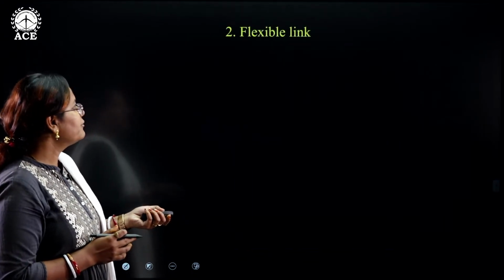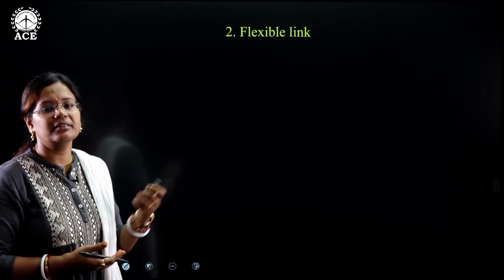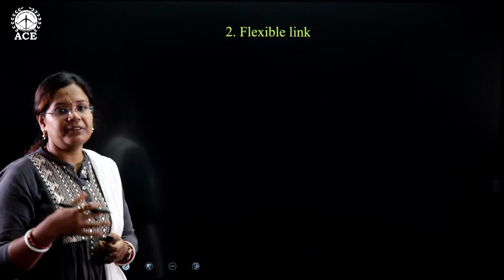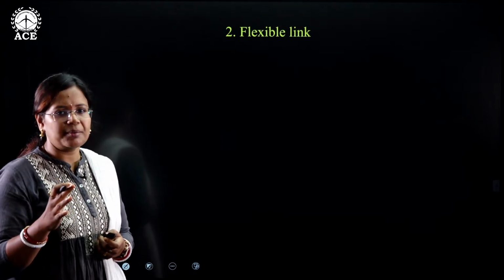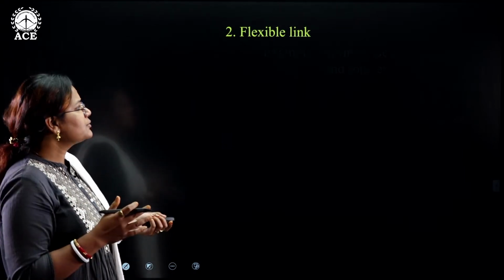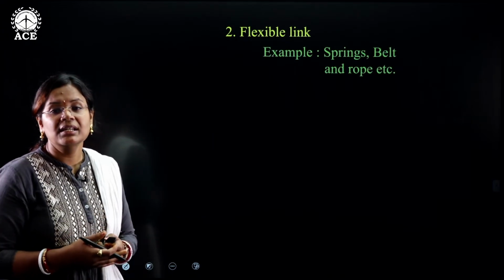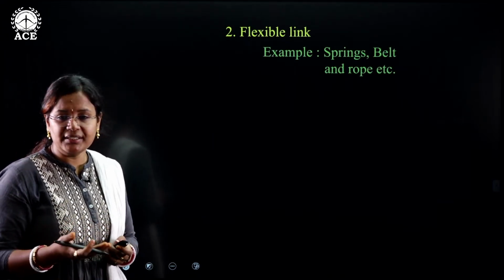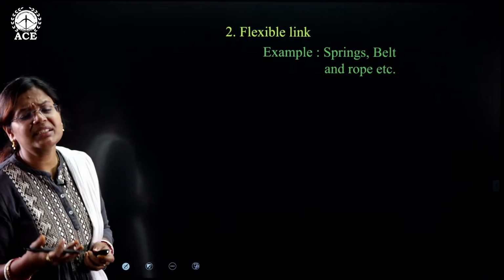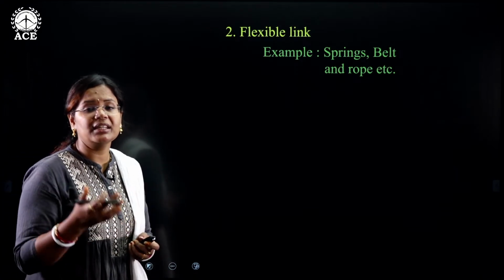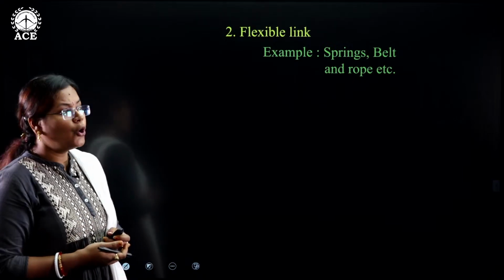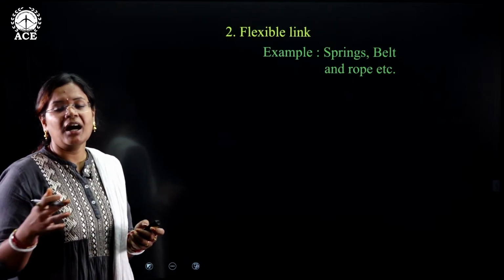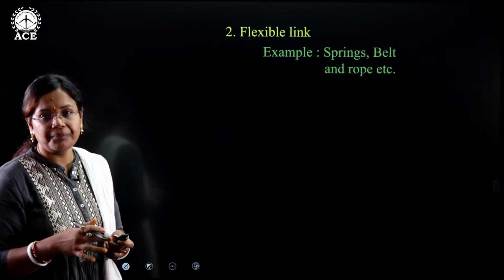Next one comes flexible link. The name itself says flexible link. That means it will undergo some deformation. For example, you have springs, belts and ropes, chains. So I mean to say that a flexible link is nothing but the type of link which undergoes deformation over a period of time on being loaded.